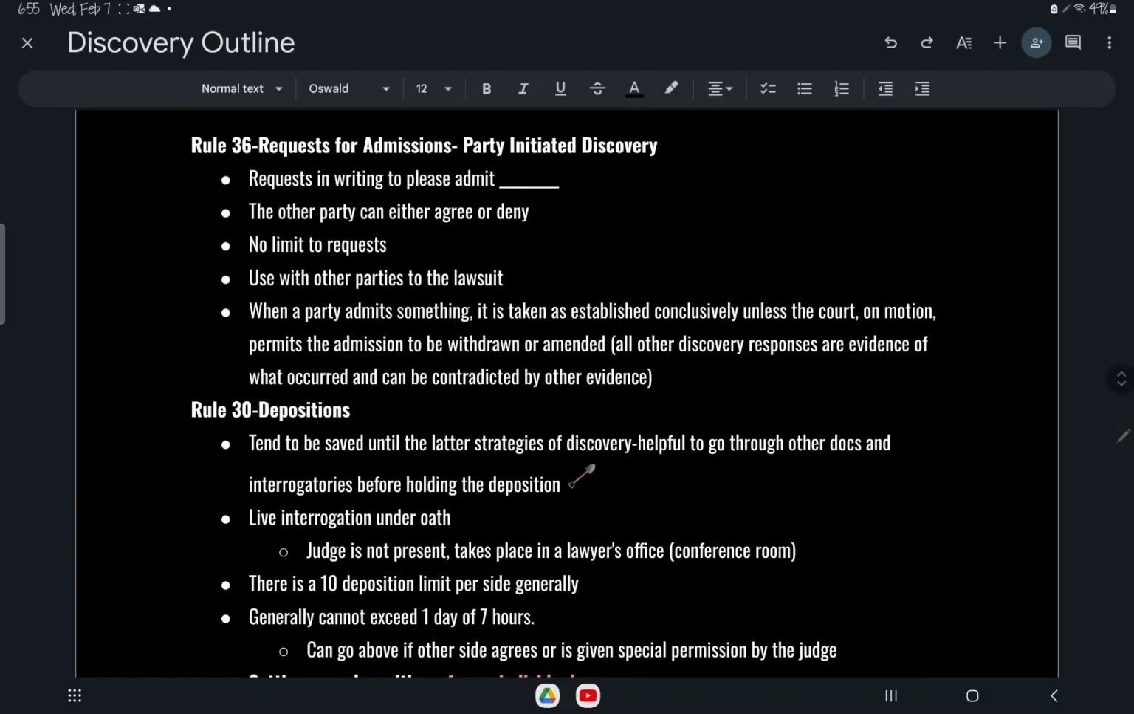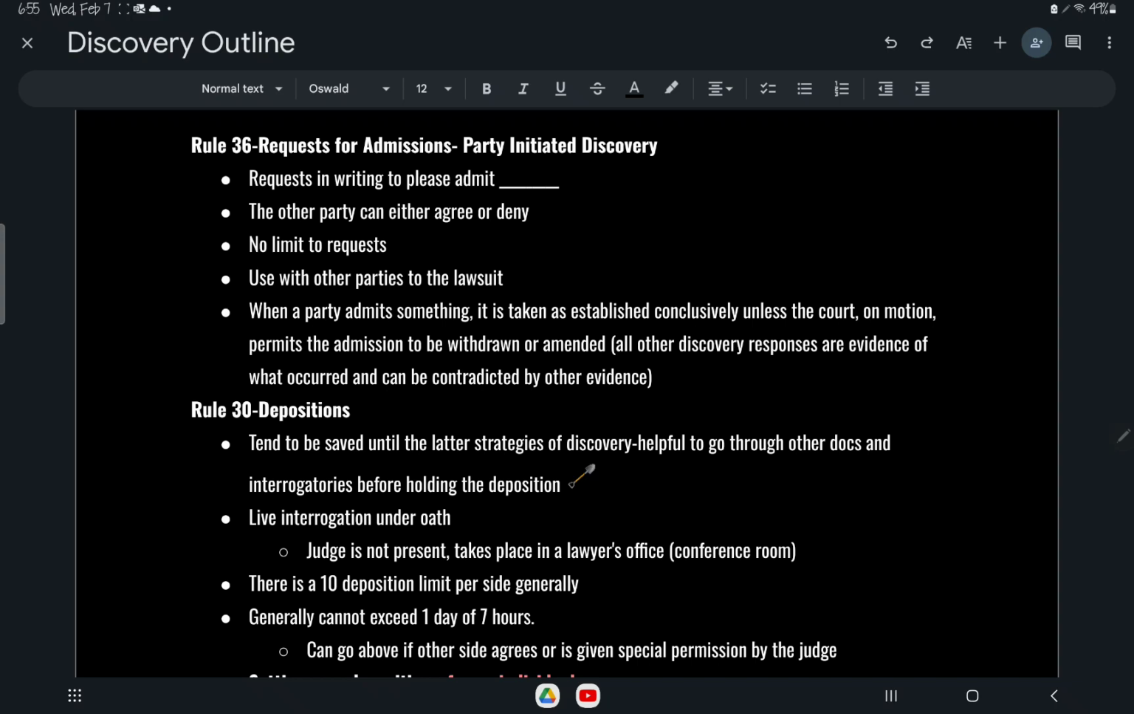Rule 36, requests for admissions. This is party-initiated discovery. Requests are written, asking the other party to please admit a stated fact. The other party can either agree or deny. There's no limit to requests. You're going to use it with other parties to the lawsuit. When a party admits something, it is taken as established conclusively unless the court on motion permits the admission to be withdrawn or amended. All other discovery responses are evidence of what occurred and can be contradicted by other evidence.